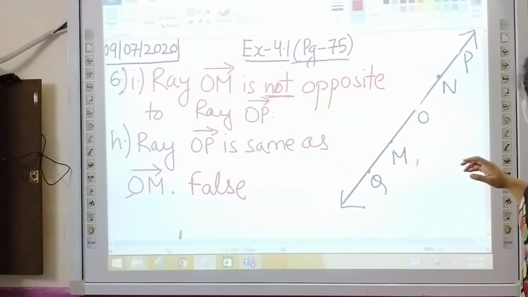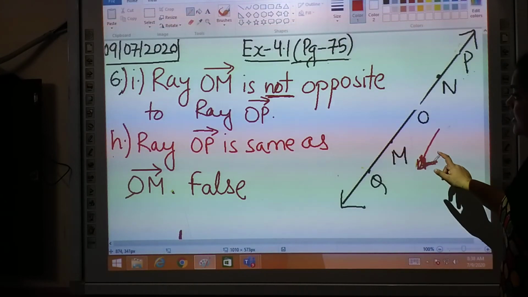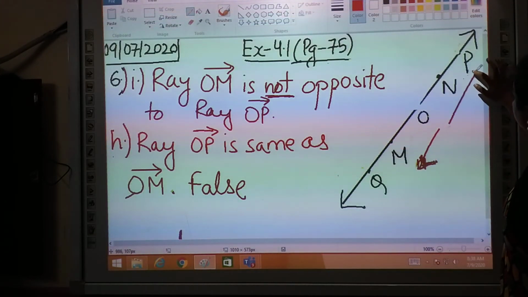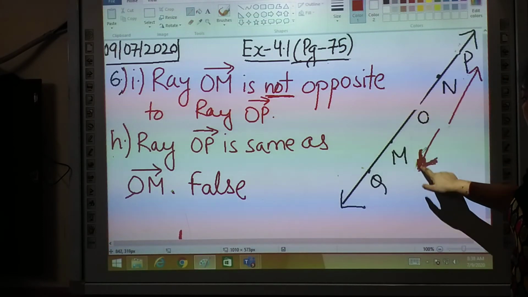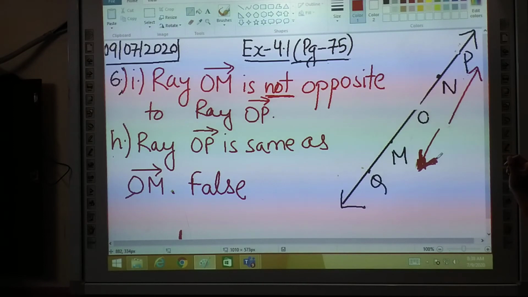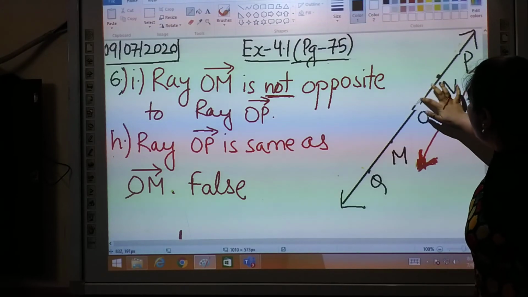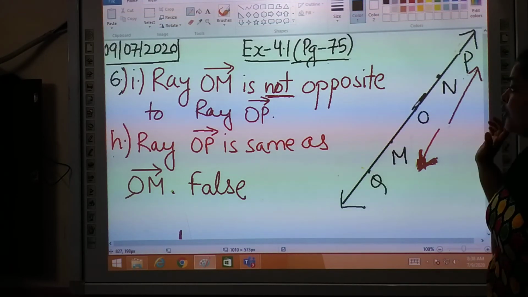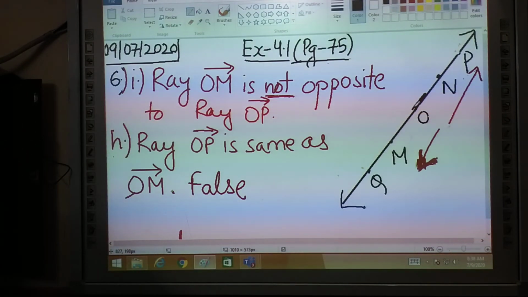So let us see where is ray OM. OM is here. ठीक है, OM is here and ray OP is here. So clearly these two rays are opposite to each other. ठीक है, ये दोनों रे ऑपोजिट है, बट क्वेश्चन में ये कहा जा रहा है कि ये दोनों रेज ऑपोजिट नहीं है. But we can see it from the figure that these two rays are opposite. Hence the statement is false.